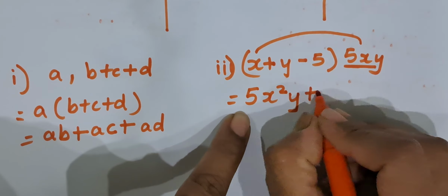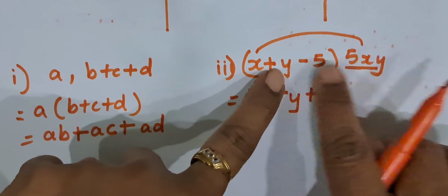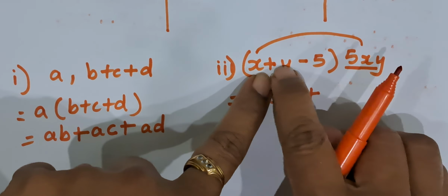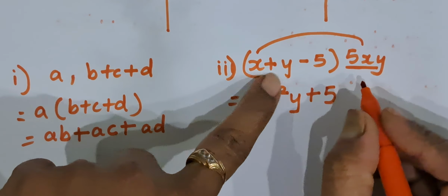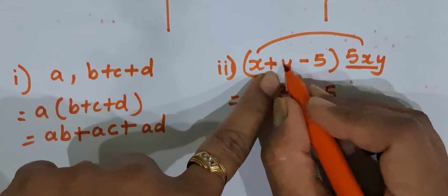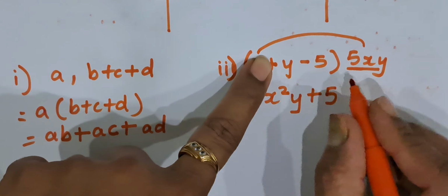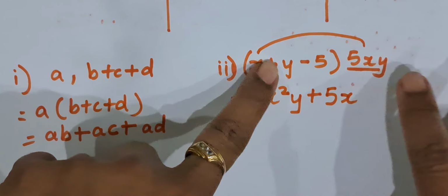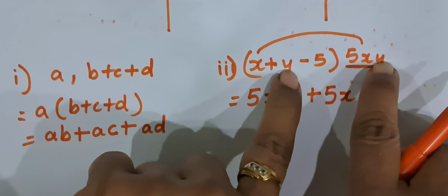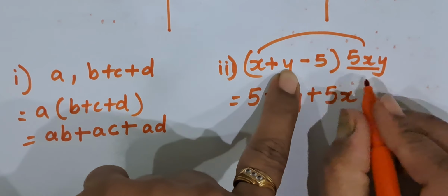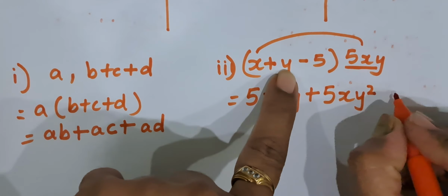Now second term. Again, 5 is getting multiplied with 1. Y means what? 1y. So 5 is getting multiplied with 1. So it is 5. There is no x term here in the second one. It is only y. So x will remain as it is. Here, there is one y and there is another y. Y is getting multiplied with y. It becomes y square. Okay.